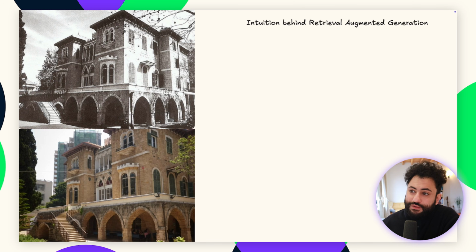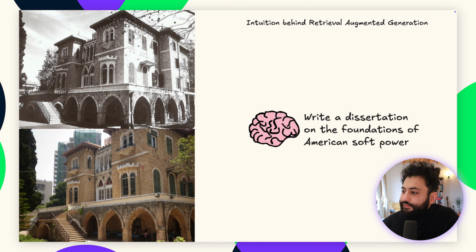And one of the chapters in the final year of high school that I really enjoyed was on American soft power. So our teacher would often give us exams where we would have to write a dissertation on the foundations of American soft power, where we'd need to talk about the power of Hollywood and how it's able to propagate ideas across the world, or the power of the American financial system. And these were really interesting topics to study at the time.